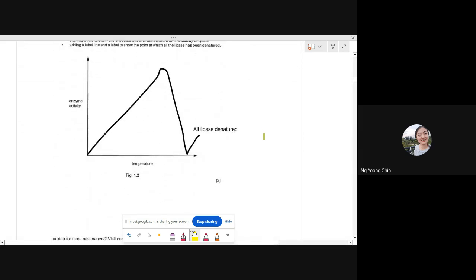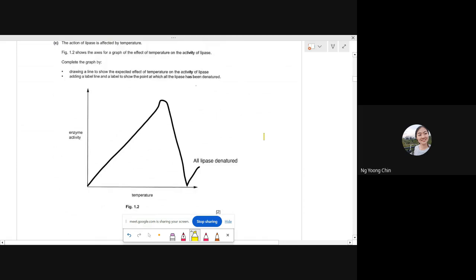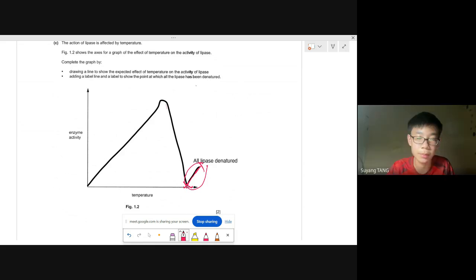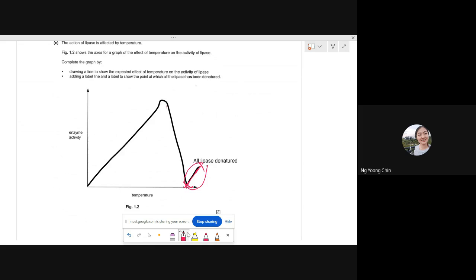Okay, this one, what are you writing? You are writing on this graph: all lipase is denatured. But why do you need to write here? I think this is not correct. This part is correct, until here. It's like a label. Yes. It's not part of the graph. Yeah, it's not part of the graph, but in the actual way, you should write in this way.